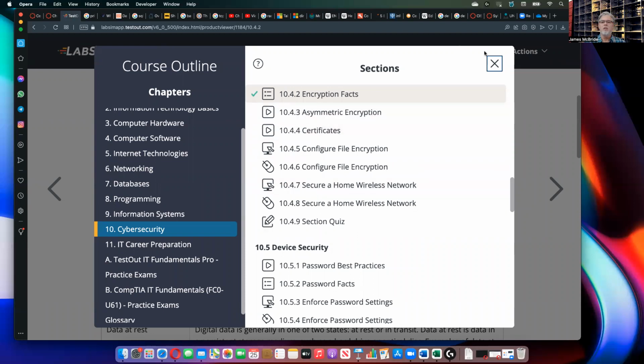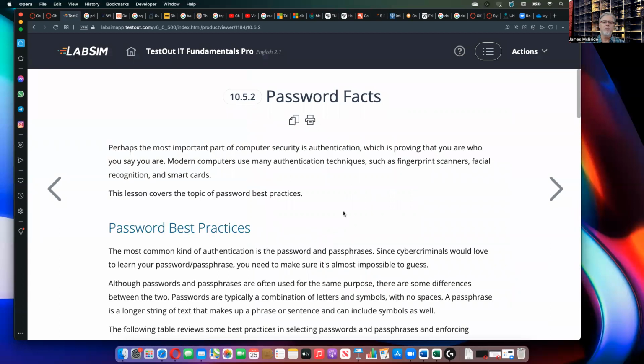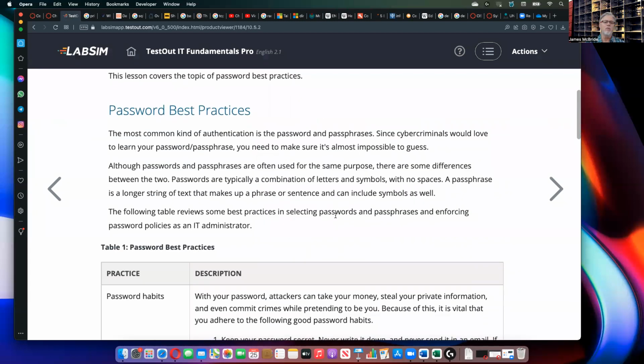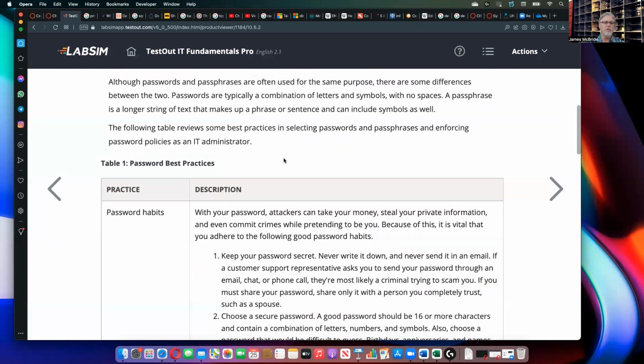And let's take a look at password facts. Most people are aware of the password best practices. I often will talk about this in class and actually ask people to start thinking about their passwords. It's very hard for us just to remember random junk.